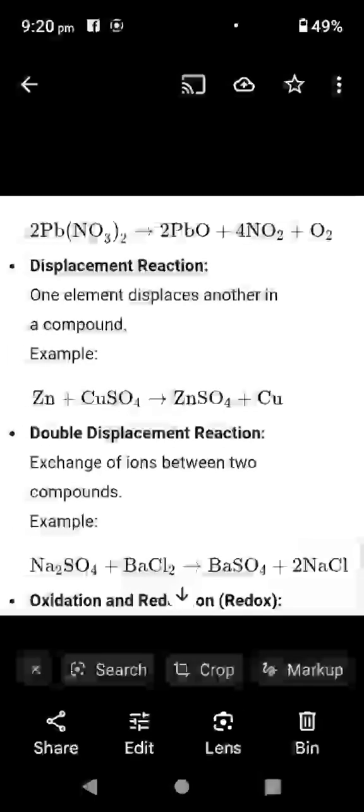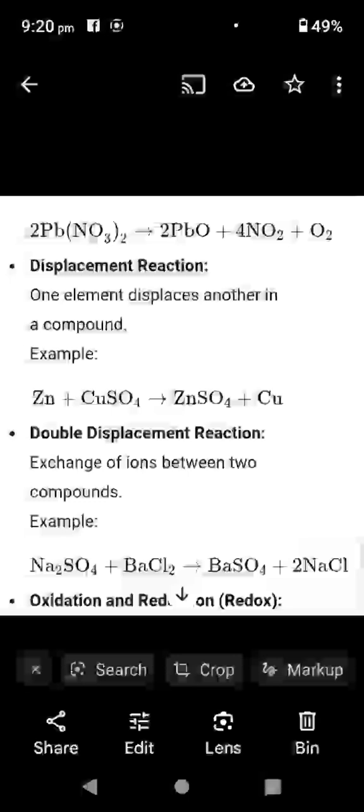Displacement: if one element displaces another, it is called a displacement reaction. Example, zinc and copper sulfate. Zinc displaces the copper and takes the place of copper, and copper is separated. Zinc is more reactive than copper, and so zinc displaces the copper.